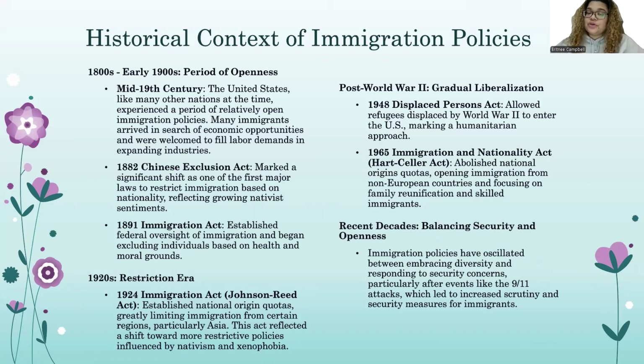We then do move to post-World War II, which led to some gradual liberalization. In 1948, there was the Displaced Persons Act, which allowed refugees displaced by World War II to enter the U.S., marking a humanitarian approach, which was great. Then in 1965, the Immigration and Nationality Act, the Hart-Celler Act, abolished national origin quotas, opening immigration from non-European countries and focusing on family reunification and skilled immigrants. Then, in the most recent decades, there was a balancing of security and openness. Immigration policies have oscillated between embracing diversity and responding to security concerns, particularly after events like the 9/11 attacks, which led to increased scrutiny and security measures for immigrants.